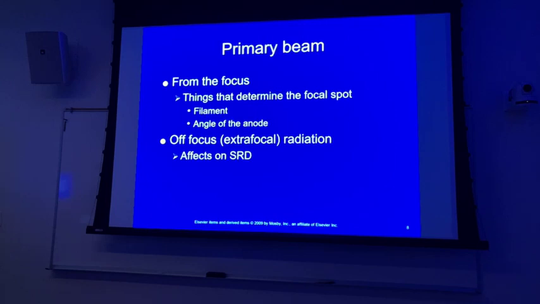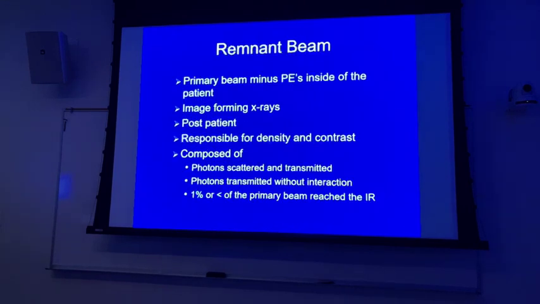So we talked about the primary beam versus the remnant beam, the primary beam being that from the focus. We talked about what off-focus radiation is and what it does, and that it really affects the sharpness, recorded detail. What we're doing in this section specifically is visibility, scatter cleanup and scatter control. So we talked about the remnant beam and what that is. It's coming through the patient, so it's post-patient. That's what gives us our image. It's the image-forming X-rays, and the image is composed of contrast and density.